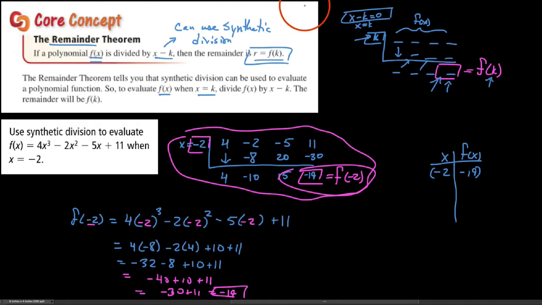So I'll tell you that in terms of evaluating a function, using the remainder theorem makes things a lot easier to evaluate functions that get rather long because they're polynomials. So let's take a look at these two examples here.